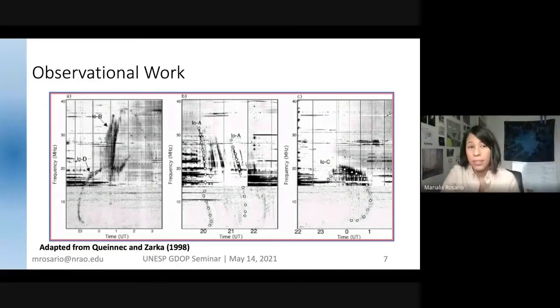Therefore, in my thesis, I propose to use dynamical studies to identify the best observational candidates that could make these emissions. And this is a big motivation for my dynamical work.